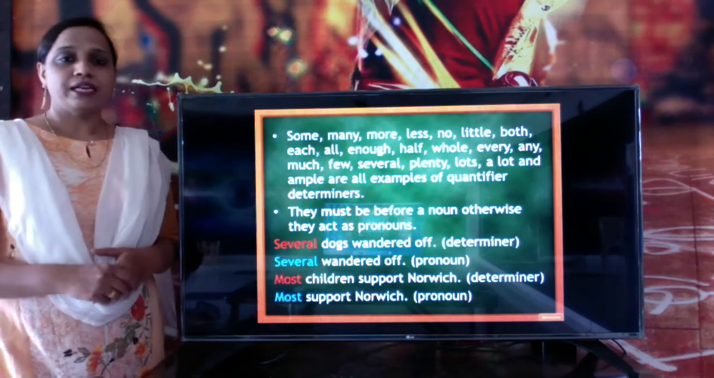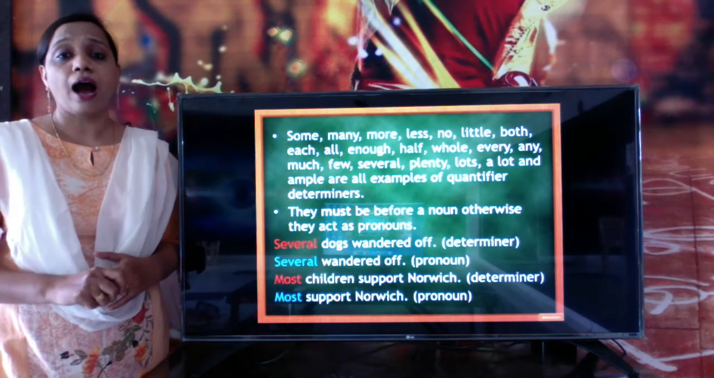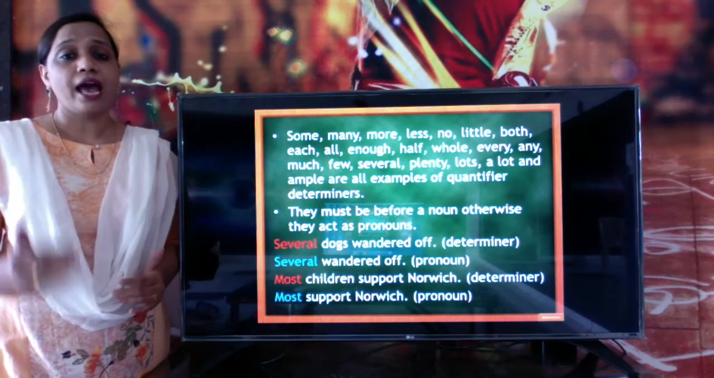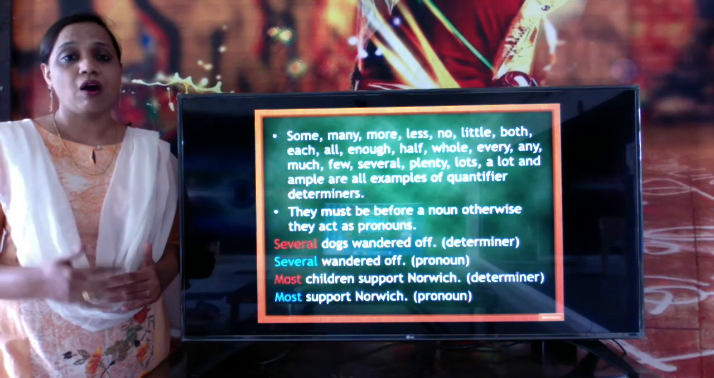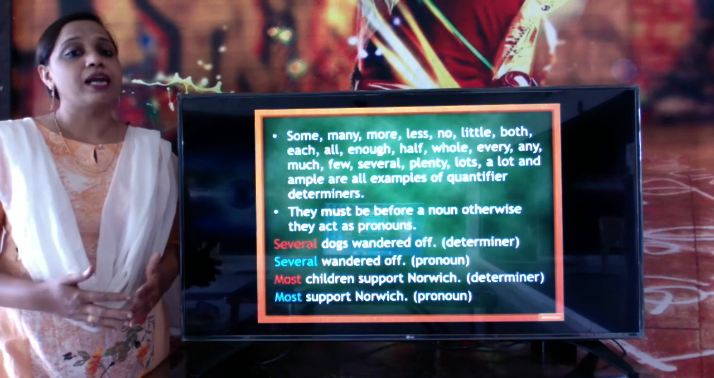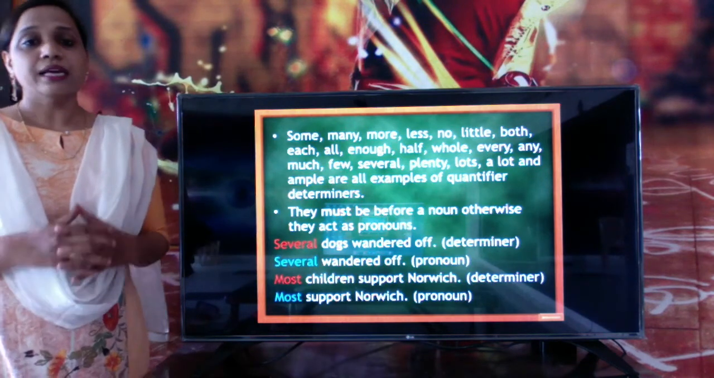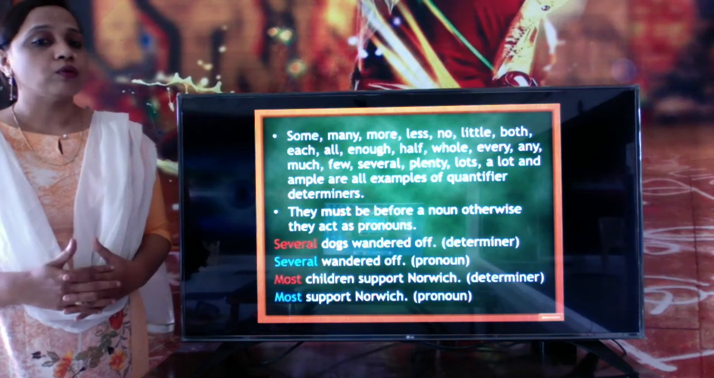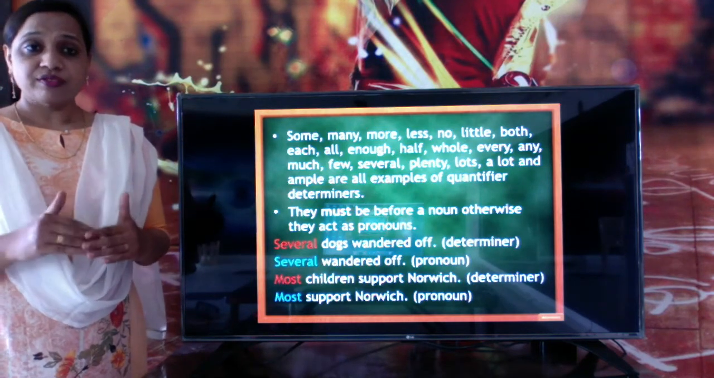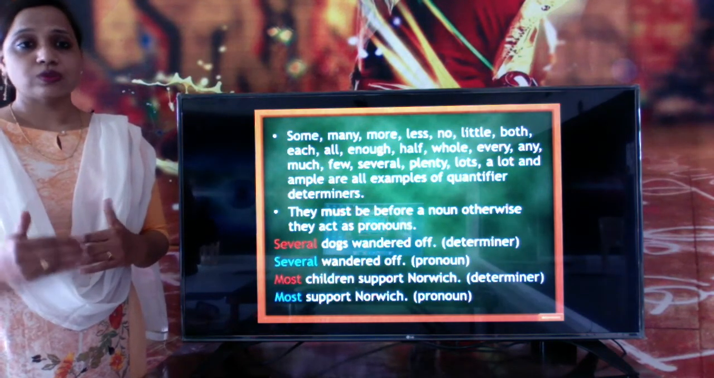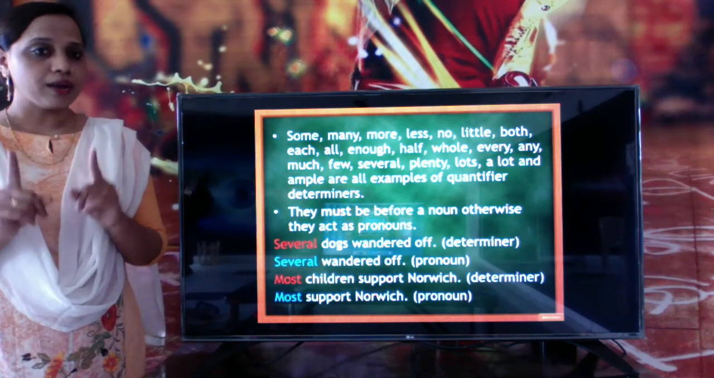So some, many, more, less, no, little, both, each, all, enough, half, whole, every, any, much, few, a few, the few, several, plenty, lots, a lot, and ample are all examples of quantifier determiners. They must be used before a noun, otherwise they act as pronouns. Okay? If after such words there are nouns, then they are determiners. If there are no nouns, then they are pronouns.